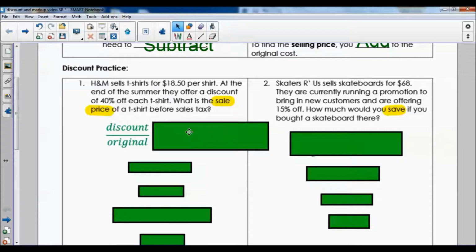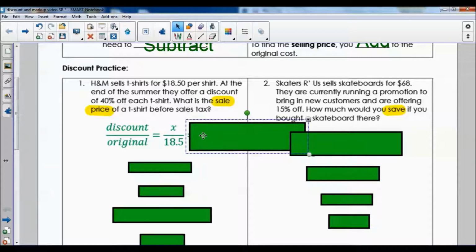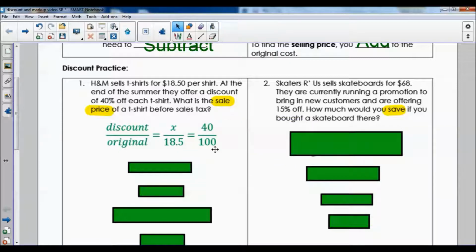It's really similar to the tax and tip ones, except for this time we're looking at discount over the original. Okay, so the discount we don't know. That's what we're trying to find. So we're going to put X on the top, but we know the original price of the shirt was $18.50. And then we know the percent that each discount is. So it's 40% off. So remember, percents always go over 100. Okay, it's really similar to tax and tip questions, except for now we're just finding a discount.